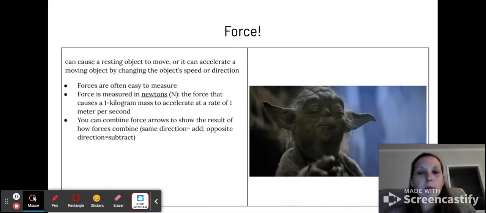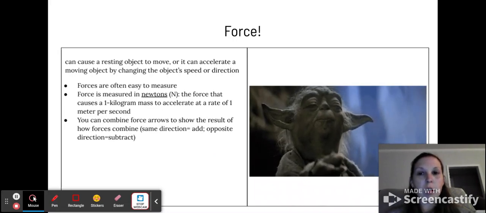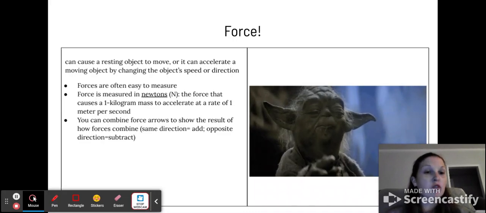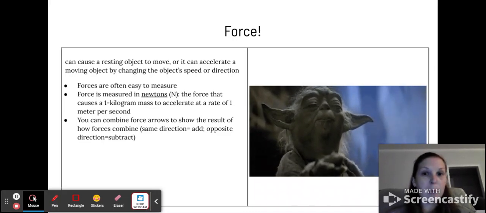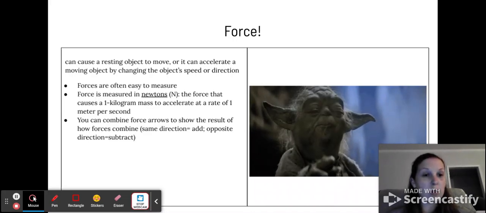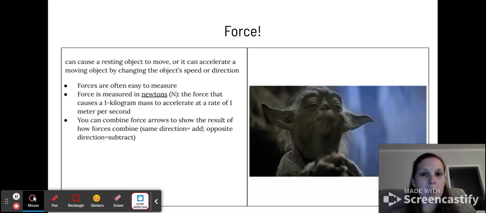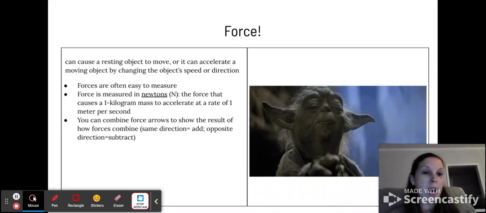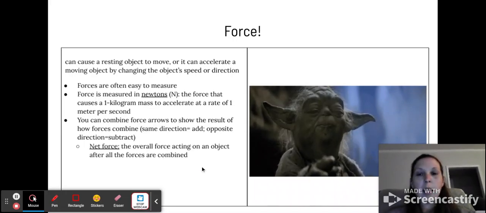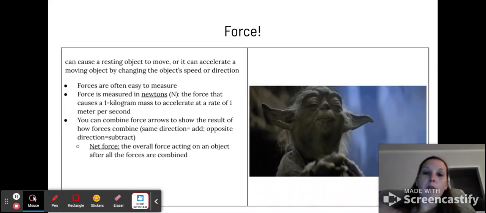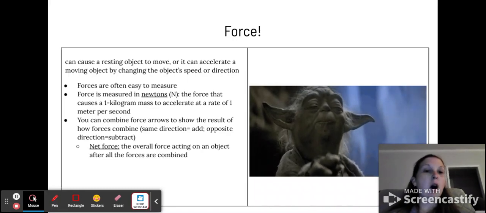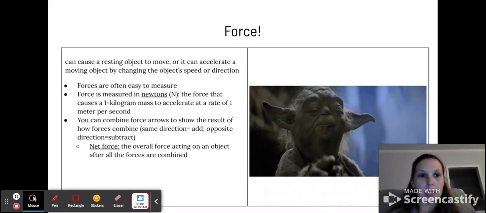And you can combine force arrows to show the result of combined forces in general. Just like we did with displacement, if the arrows are pointing in the same direction, you add those forces together for an overall net force. If they're in opposite directions, you subtract them. Net force is the overall force acting on an object after all of them are combined, whether that be addition or subtraction.